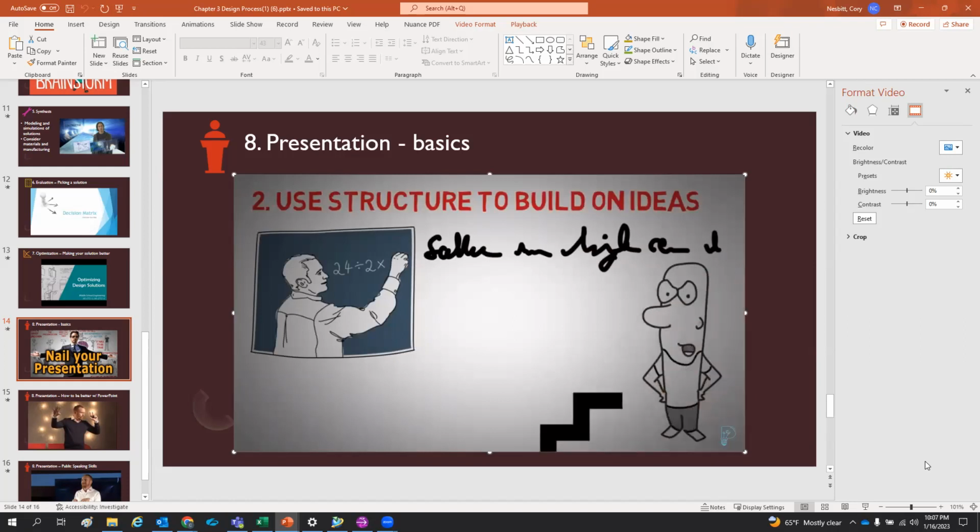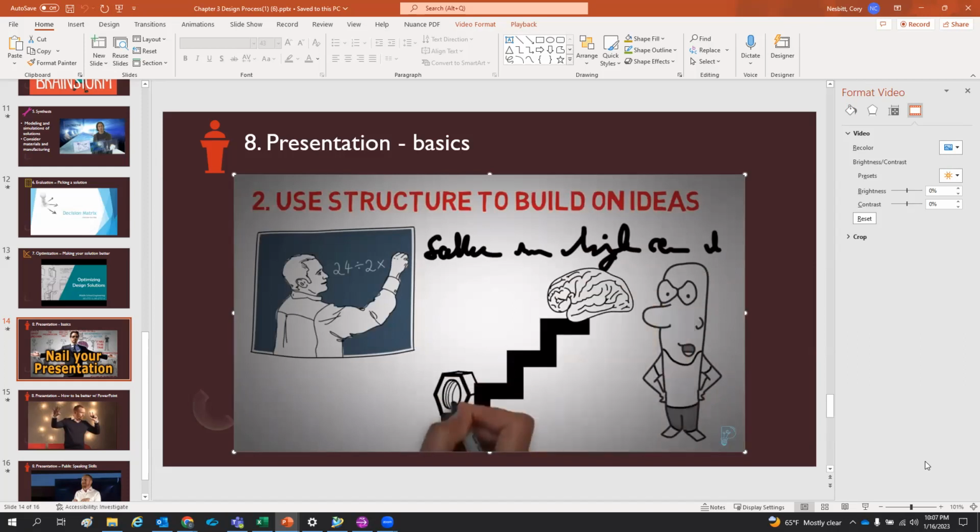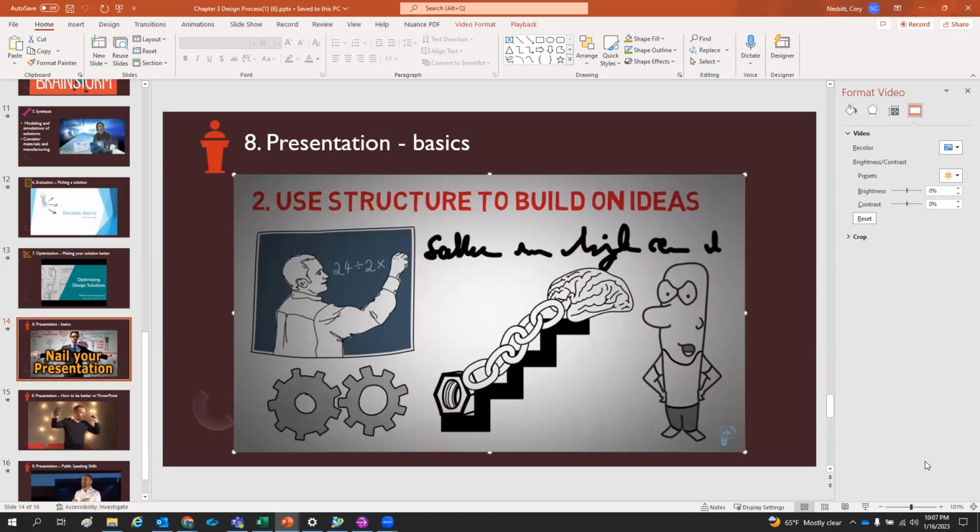However, if you structure your presentation in a way that each section builds on the one before it, you help your audience connect with the content and create logical links between the concepts. This is a great way to make more complex ideas easier for the audience to understand and remember.